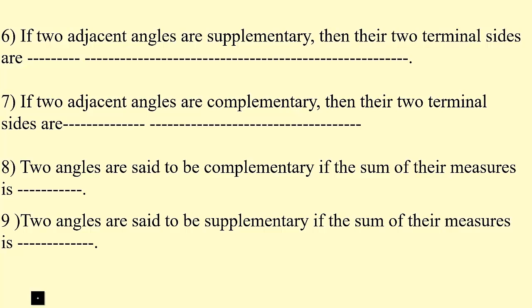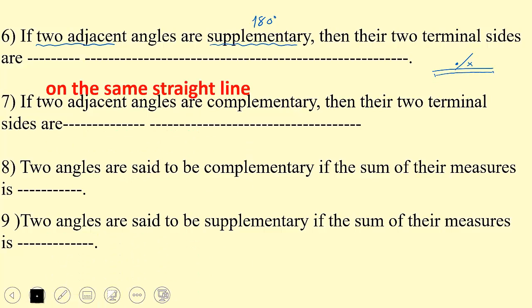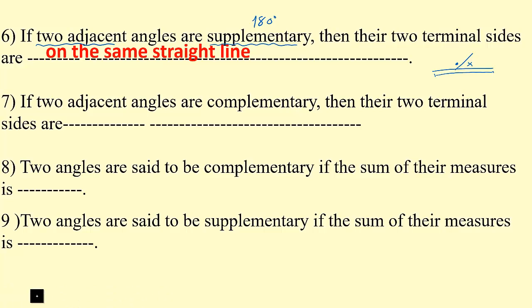If two adjacent angles are supplementary, meaning that they have a sum of 180 degrees. So, to have two angles that are adjacent and supplementary, their two terminal sides must be on the same straight line. Two adjacent angles are supplementary, then their two terminal sides are on the same straight line.